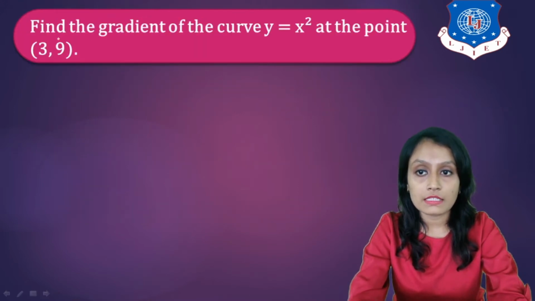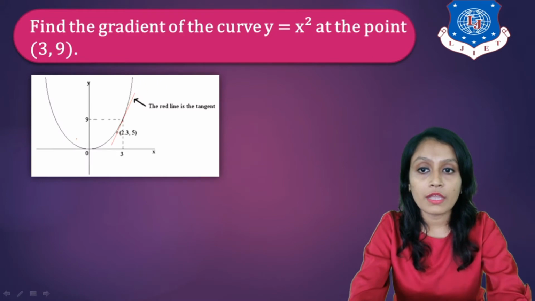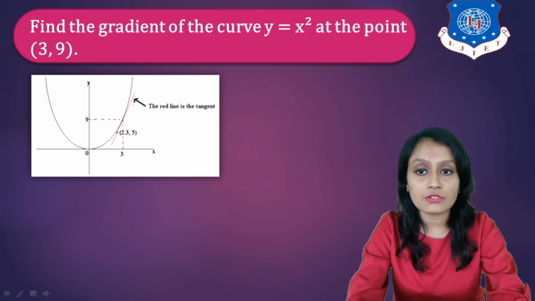Now let's see one example. Find the gradient of the curve y = x square at the point (3, 9). Now here you can see the graph. We will solve this sum using the graphical method. This graph, that is y = x square, which is a parabola, is drawn. An arbitrary point (2.3, 5) is taken and this tangent line is drawn.